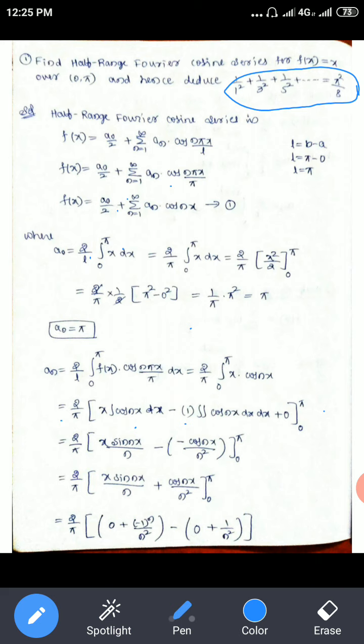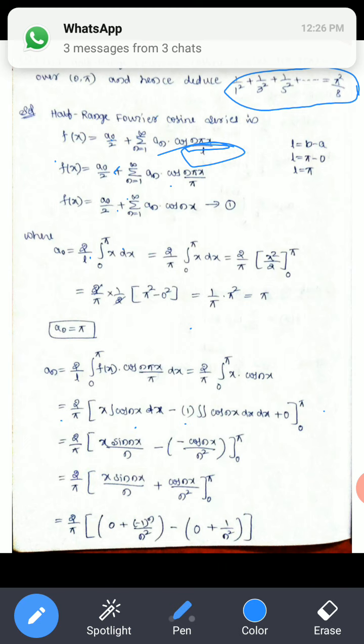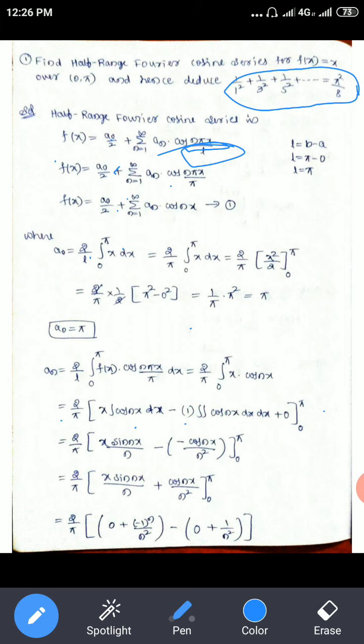Half range Fourier cosine series: you write f of x equal to a naught by 2 plus summation of an cos n pi x divided by l, n is from 1 to infinity. Here we need to find the length of the interval. In the full range Fourier series, the length of the interval is b minus a divided by 2, but in half range it is b minus a.